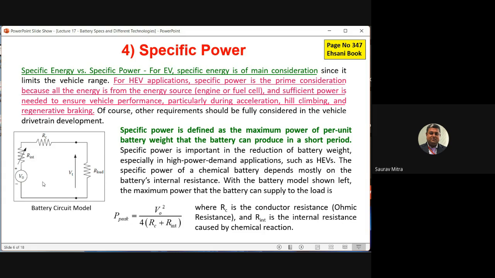So there are three resistance parameters in this circuit. One is internal resistance, which is caused by chemical reaction, and this is variable because the rate of chemical reaction can be more. So if the battery is under high heat, at that time the rate of chemical reaction will be more. At that time the Rint also will increase.